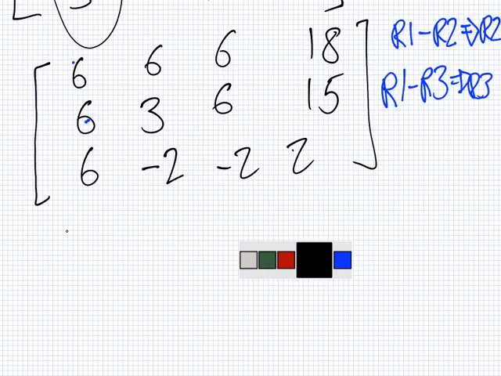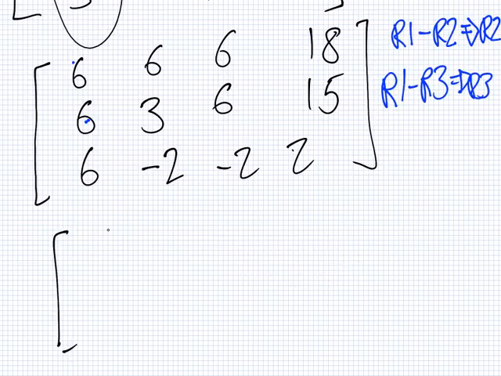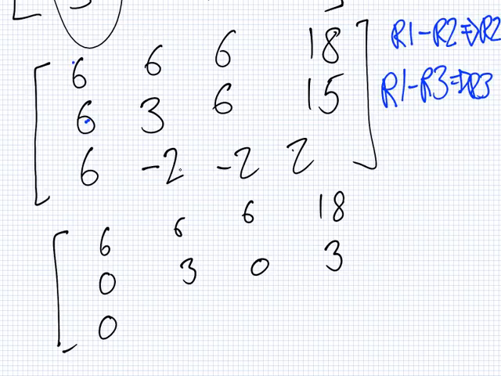So let's do that. The first one I keep the same. 6 minus 6, 0. 6 minus 3, 3. 6 minus 6, 0. 18 minus 15, 3. And then 6 minus 6, 0. 6 minus minus 2, 8, 18 minus 2, 16.